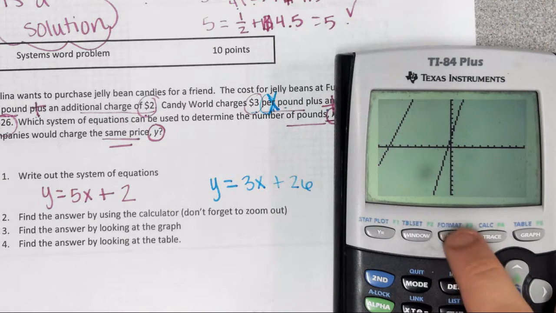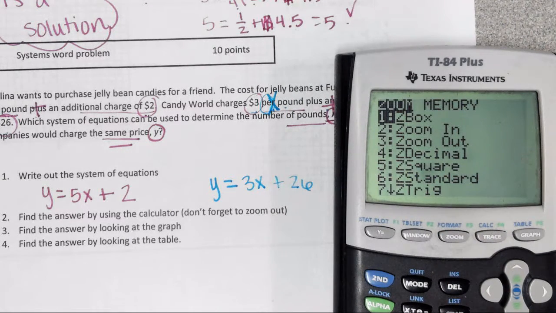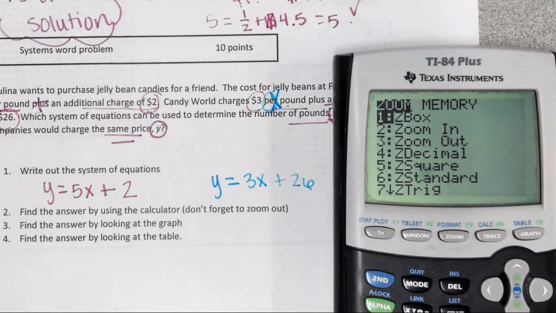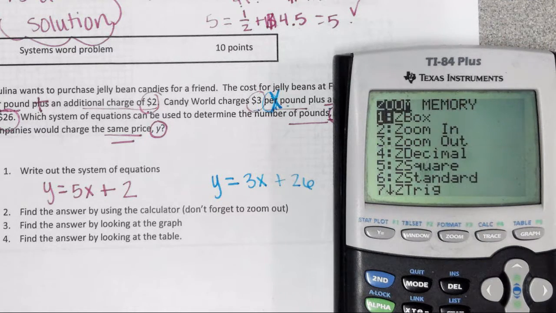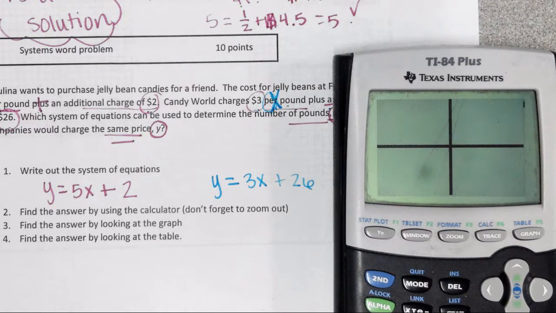So I'm going to hit this button where it says zoom, and then where it says zoom out, I'm going to hit 3. I hit enter, and now we can still not see our solution, so I'm going to hit zoom, and zoom out again, and hit enter. Now we can see our solution.